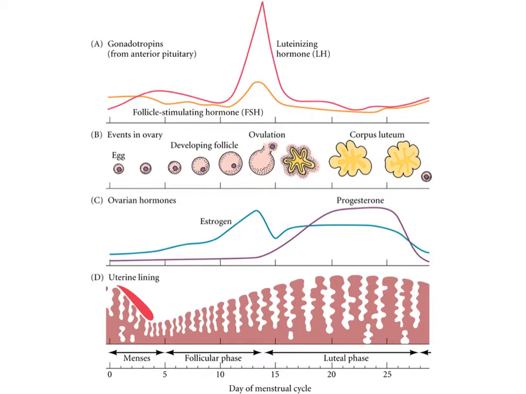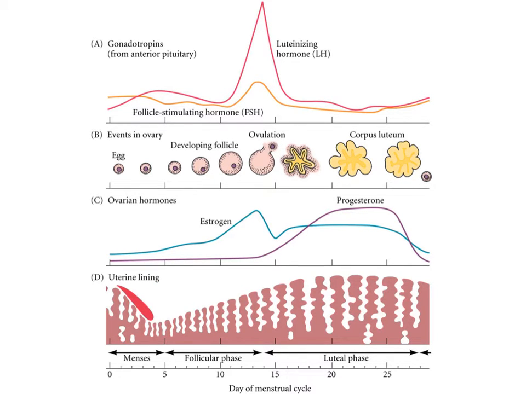So at the top of the screen here, we have the concentrations of LH and FSH, which are coming from the anterior pituitary. In the middle section, we have the ovarian cycle. And then we have the hormones that are coming from the ovary, so estrogen and progesterone. And then at the bottom, we have what's going on in the uterine cycle, so the uterine lining here.